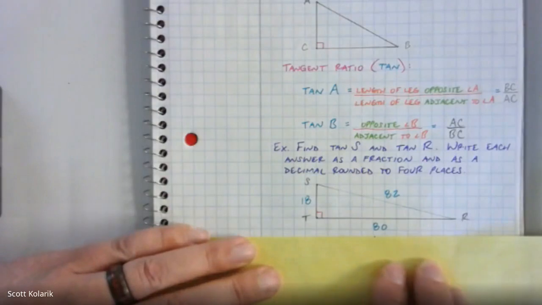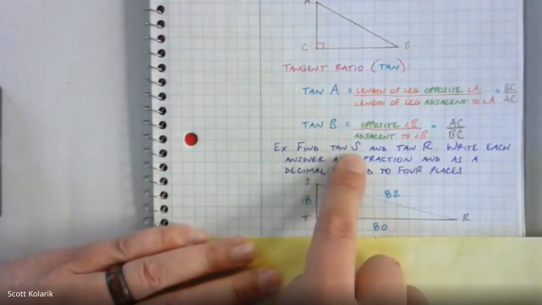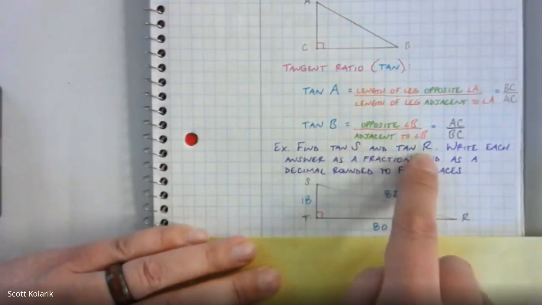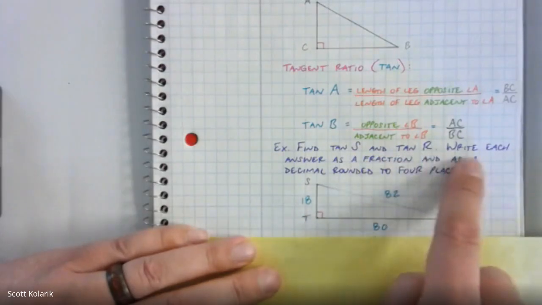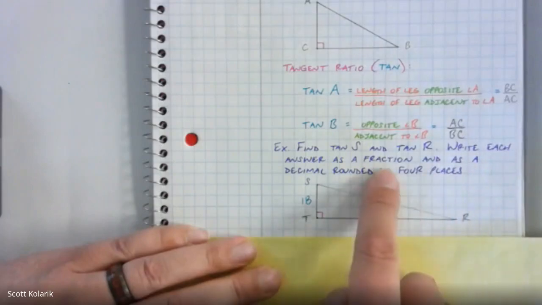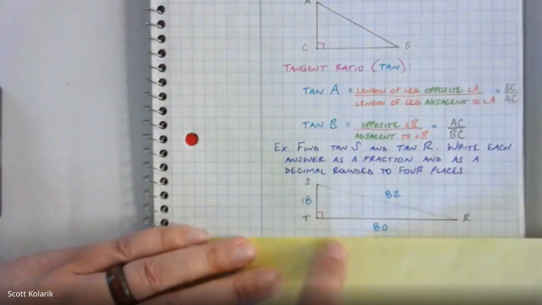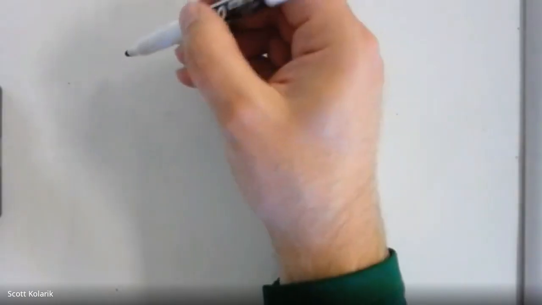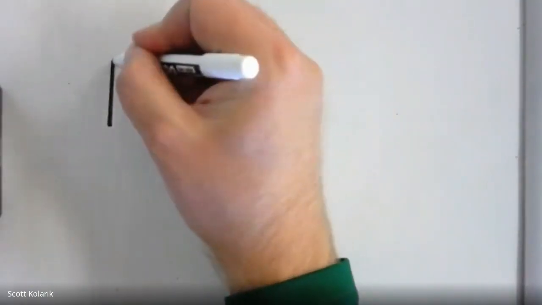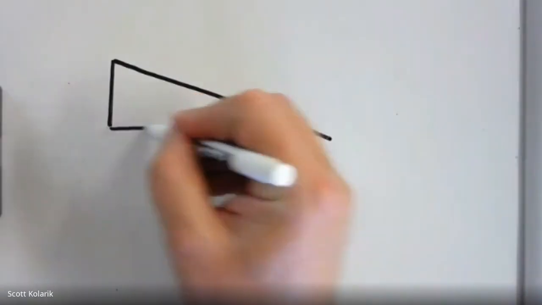In this problem, we are being asked the following: find the tangent of angle S and the tangent of angle R. So I'm going to look for 2 different results here. I'm going to write each answer as a fraction and then as a decimal rounded to 4 places. I have all the information I need right here. This is essentially just going to break down into reducing a fraction. So let me jump to the whiteboard so we can see this a little more clearly. All right, so in this problem, we are given this very long, narrow right triangle.